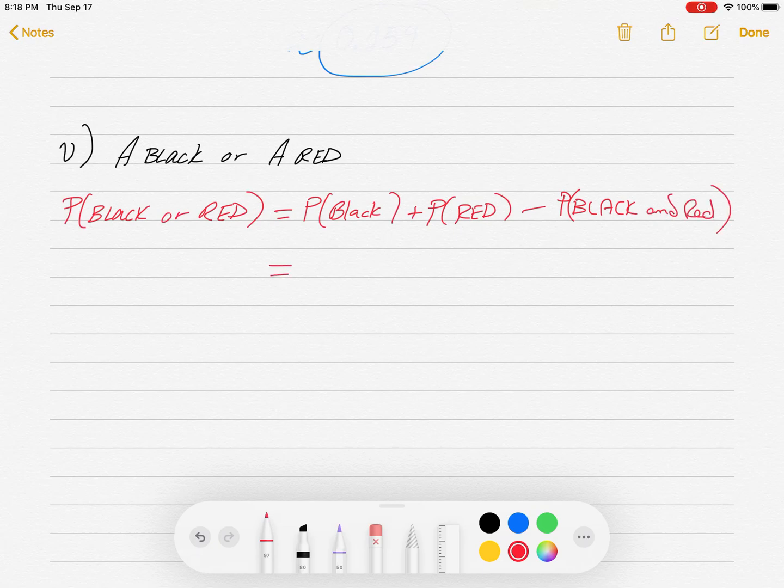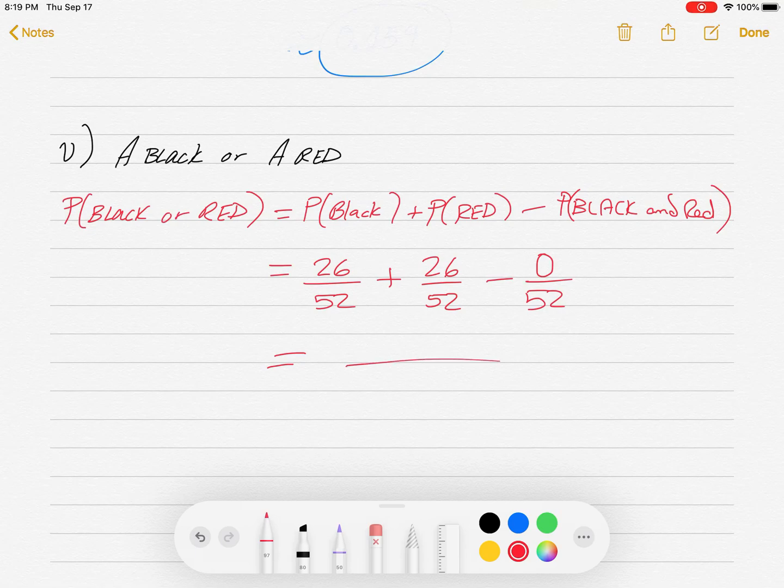So what's the probability of black? And that would be 26 out of 52, right? There are 26 black cards out of 52 cards. Probability of red would also be 26 out of 52. There are 26 red cards out of 52 in total. Minus, okay, what's the probability of black and red? Well, there are 0 cards that are both black and red at the same time. There's no overlap, so 0 out of a total of 52 cards.